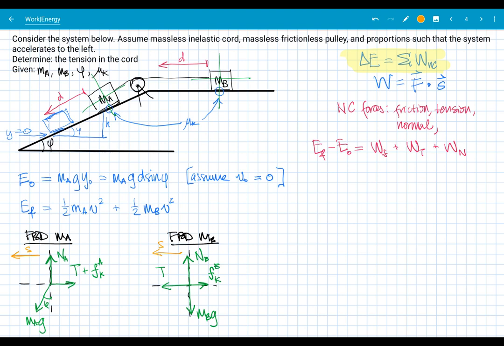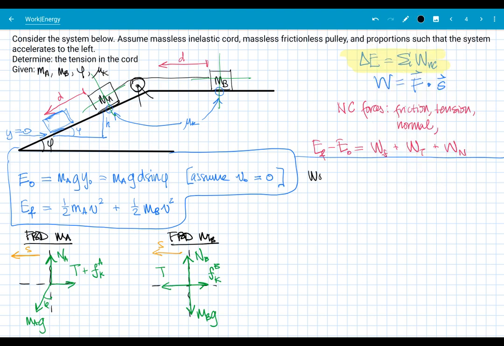Okay, so let's now go ahead and crank out the works. I'm going to box up this part here, keep it kind of separate. So I'm going to start with the works on mass A here. Let's figure out what those are. So the normal force doesn't do any work, right? It's orthogonal to the displacement. So there's no component of the normal force along the line of displacement, nothing.